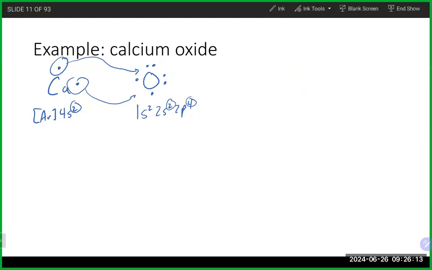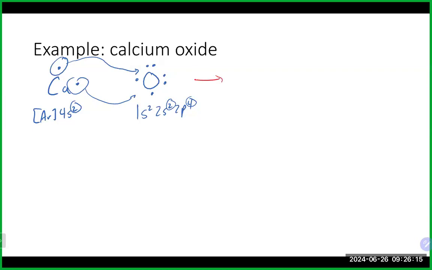When it does so, my calcium has just dropped 2 electrons, which means it will now end up with a positive 2 charge. Our oxygen in this case will then pick up those 2 electrons. Make it a different color. Pop one there, pop one there. Because it gained 2 electrons, it will have a negative charge. And again, we will form 2 ions that are held together by the opposite attraction there.